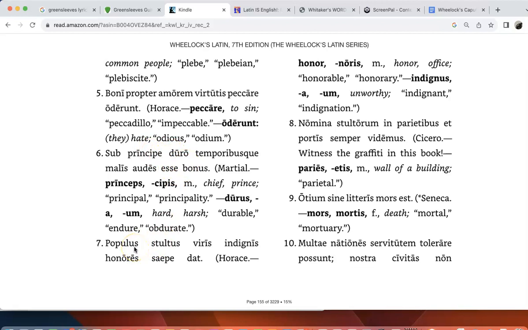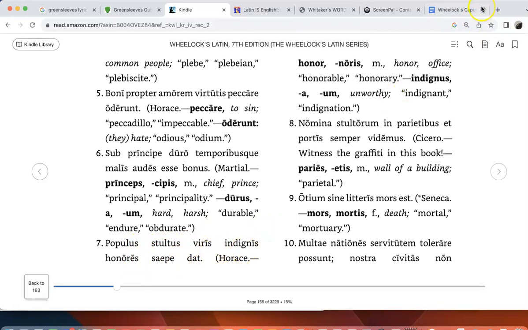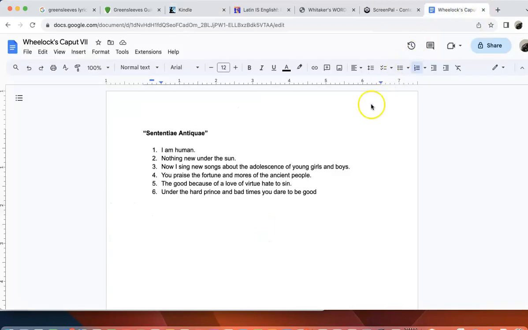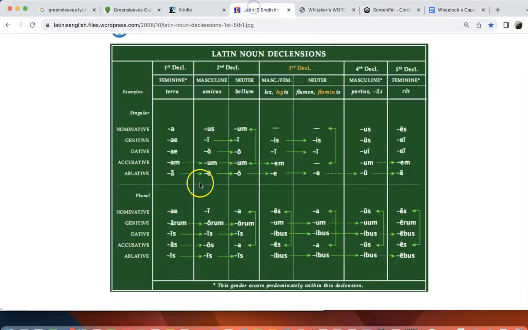All right, so number 7, populus stultus viris indignis honores saepe dat. So a stupid people often gives honors to unworthy men. How true is that, if I'm being honest, right? So stupid people often give honors to unworthy men.